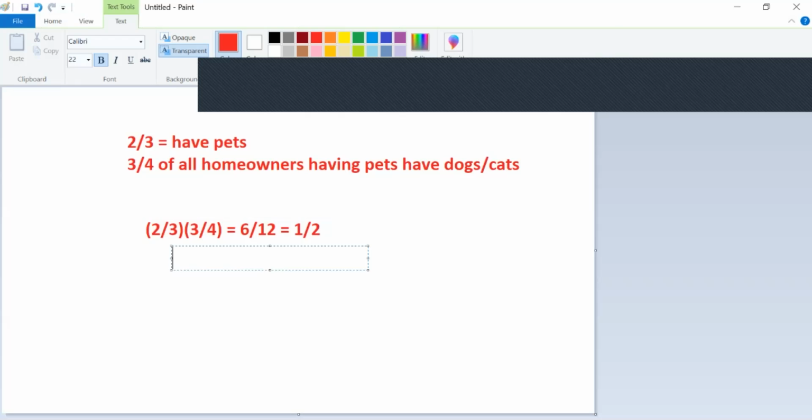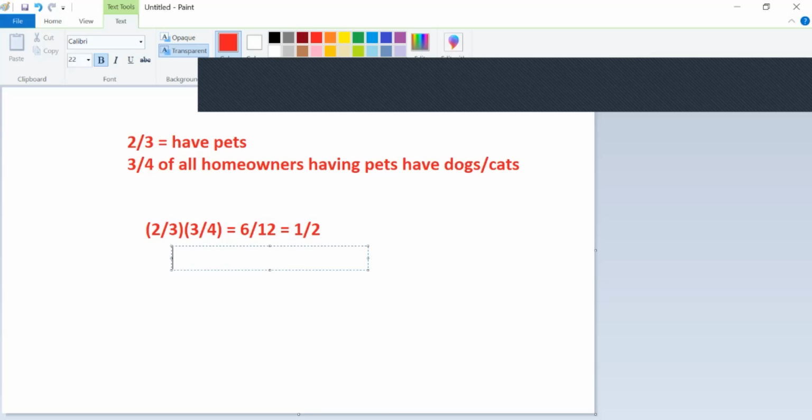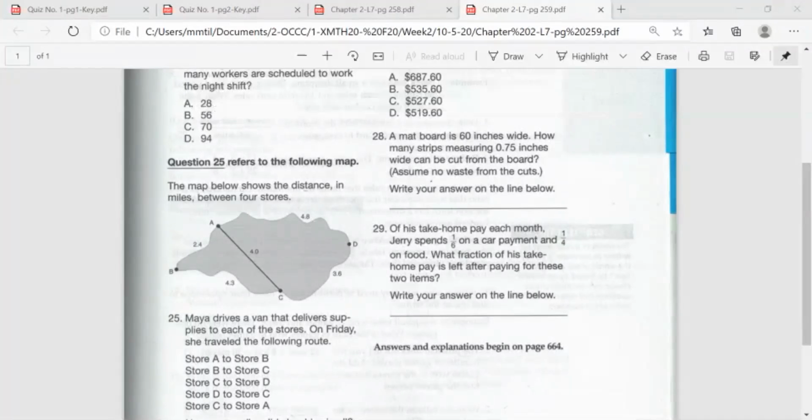So now we'll look at 29. It's probably the same way, because this one again I felt like I was missing a chunk of the equation. Okay, let's look at it. Of his take-home pay each month, Jerry spends 1/6 on a car payment and 1/4 on food. What fraction of his take-home pay is left after paying for these two items?